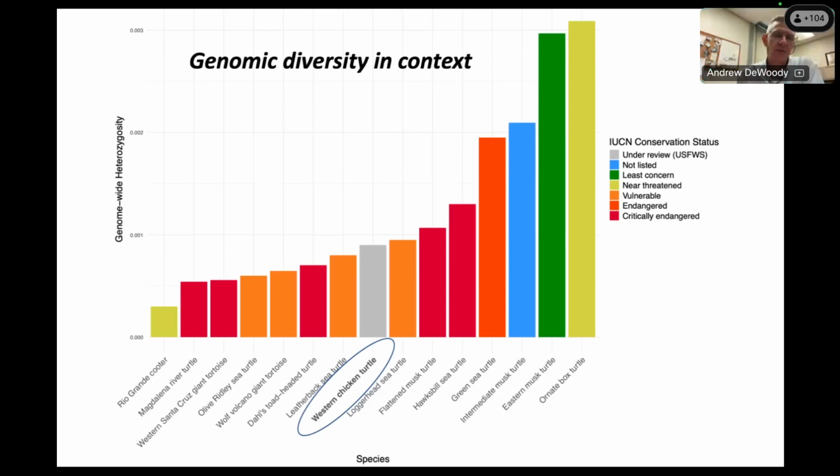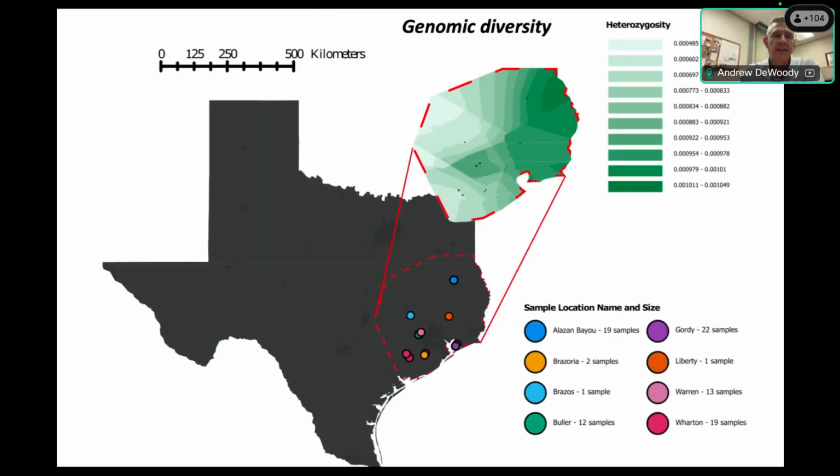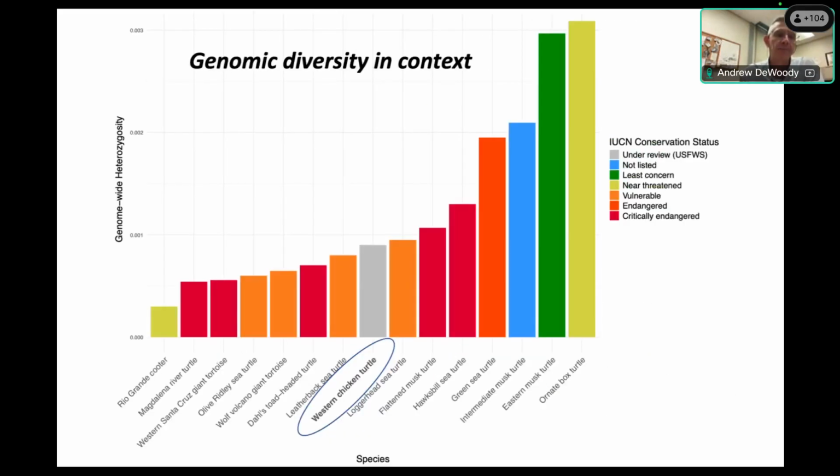But the genomic diversity that we see in the western chicken turtle is similar to what we see in the pupfish, and sorry, similar to what we see in the lesser prairie chicken. And to put it in context, it doesn't seem to be too remarkable in terms of all these other genomic diversity estimates that are available from other turtle species.